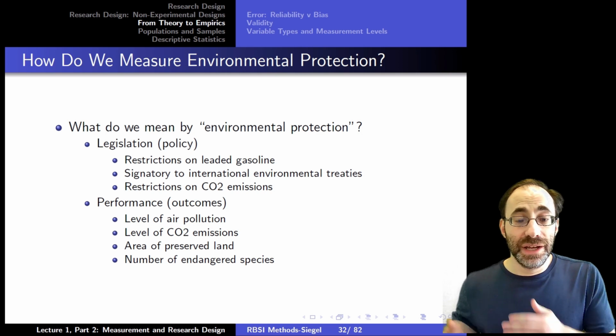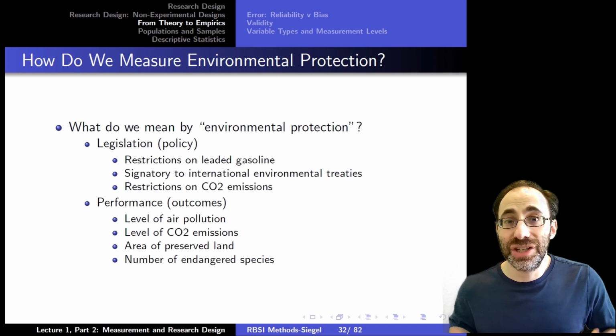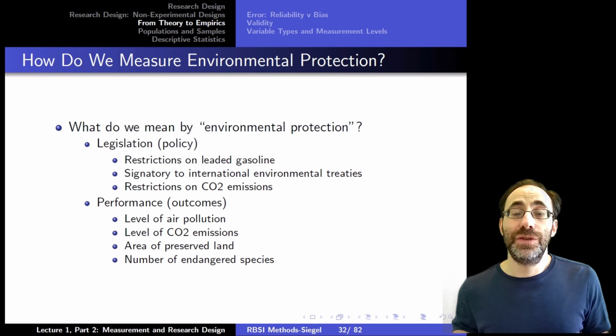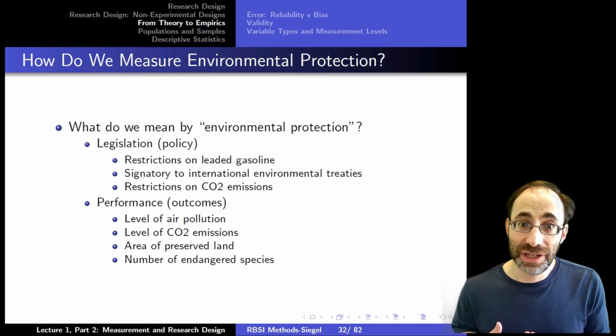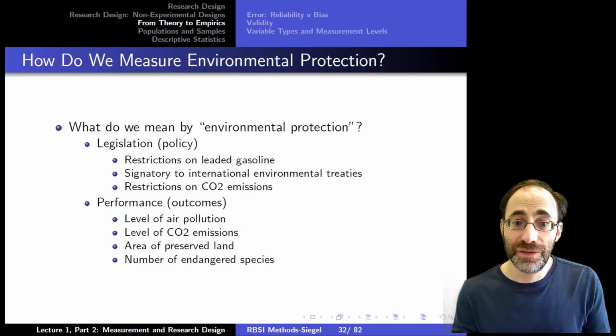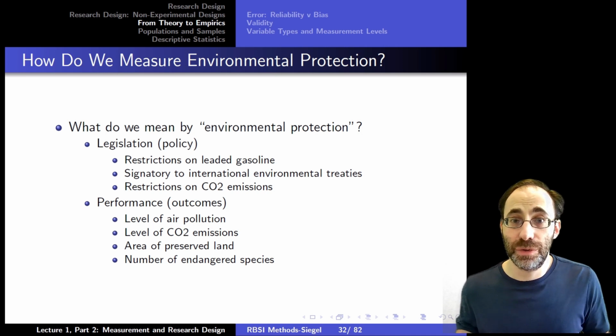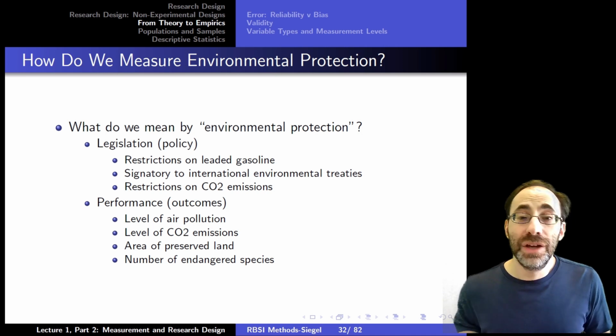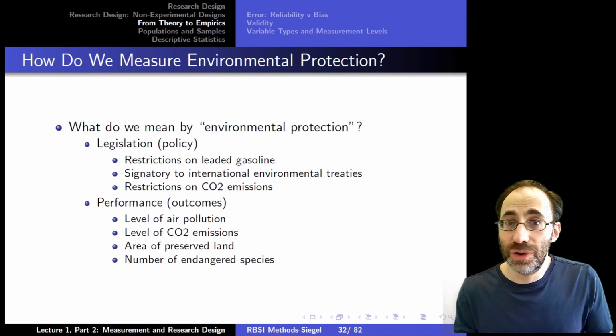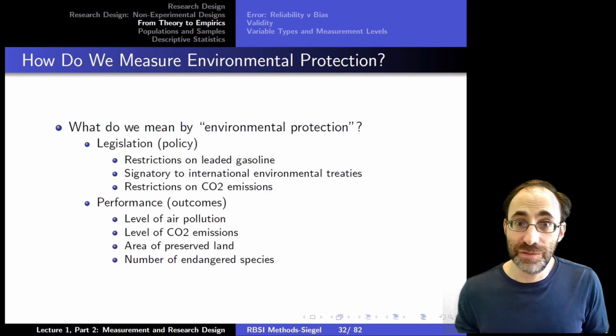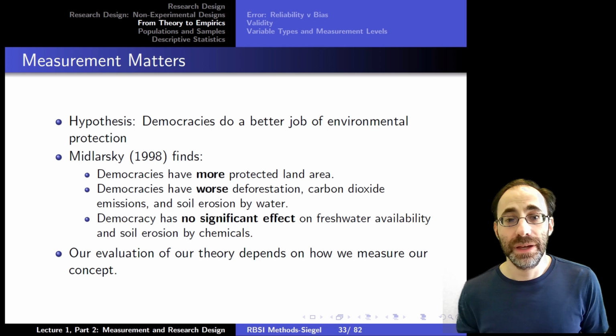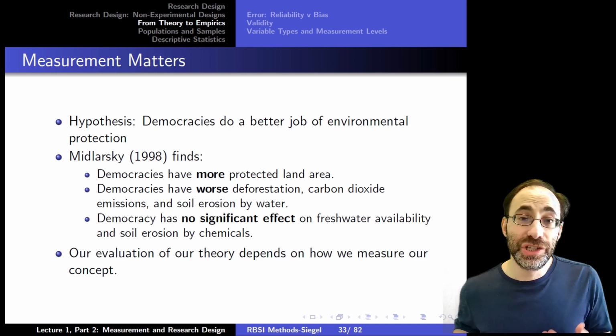So all these things get at how the environment actually is, right? So if your conceptual definition here is not about policy or preference, but rather about outcomes and what the world actually looks like in terms of the environment, you want to use one or more of these measures, or again, some kind of composite index of multiple measures. Okay. And this matters a lot. Measurement in general matters a lot.